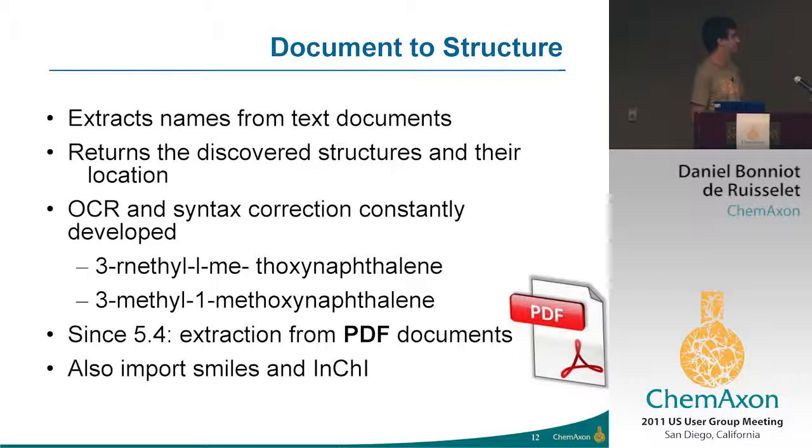This is a pretty interesting case where you see that here, for instance, the M was recognized as RN, and then the 1 is an L, and then there is a space here and a dash, so it's a pretty dirty name, but this is something we can recognize. It doesn't always work, obviously. We also import the SMILES and InChI in the documents. And since 5.4, we extract names from PDF documents, and since 5.6, you can actually open the PDF in Marvin View, and so you have a view of all the names that were found in the document. Tomorrow I will do some demonstrations and a presentation about this in the user training.